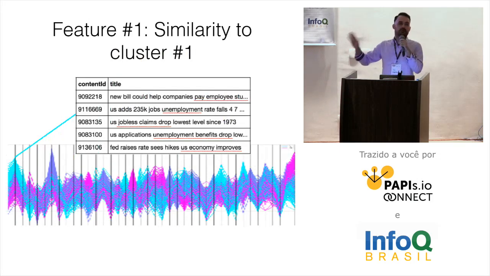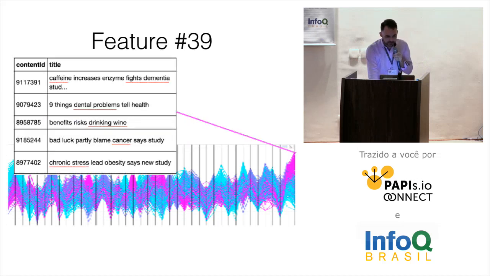I filtered out just a few clusters to better visualize them. The dimension 1 here represents similarity with cluster 1, of course, which is the cyan cluster, okay? We are talking about the cyan cluster. And we get the top 5 contents. So we could say that this is about employment, US economy, something like that. Let's take a look at another cluster. This cluster is magenta. It's about, let's say, health tips, okay?